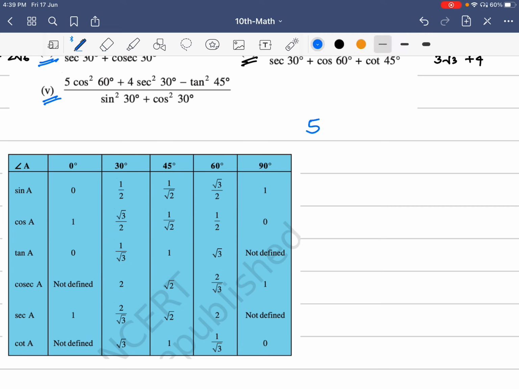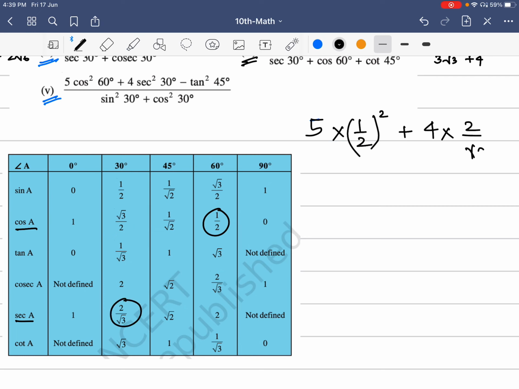This is 5 times cos of 60 the whole square. So hold on, let me get a different color. So 5 into cos of 60 the whole square. So I'm going to write here 1 by 2 the whole square plus 4 into sec 30. So sec 30 is 2 by root 3, so 2 by root 3 and this whole square, and minus tan 45. So tan 45 is 1.